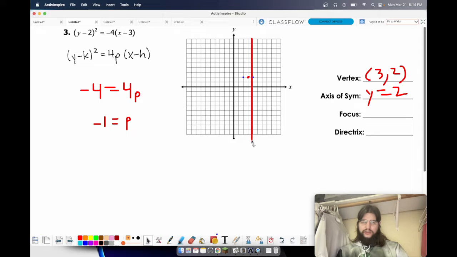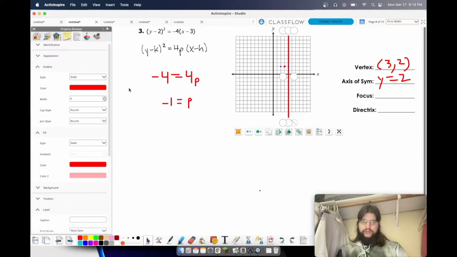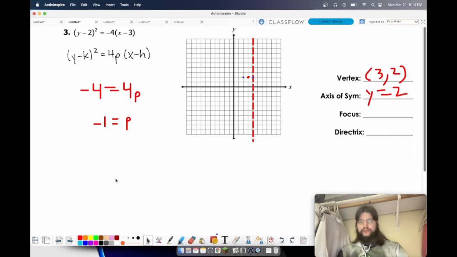That was a little off. Let me see if I can move it a bit. Make that dotted, and there we go. Directrix, focus. I guess we can write down their coordinates while we're at it. 2, 2 for the focus. X equals 4 for my directrix.